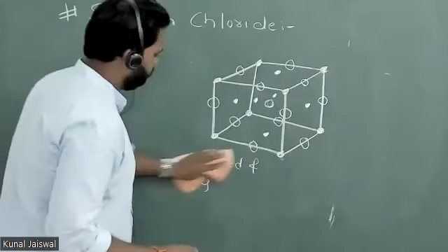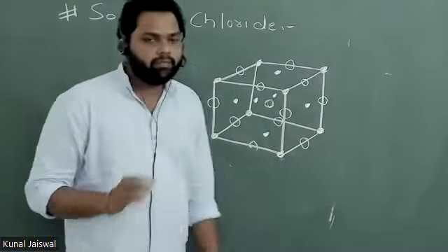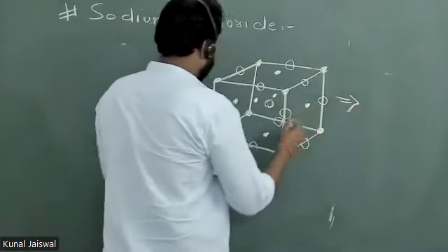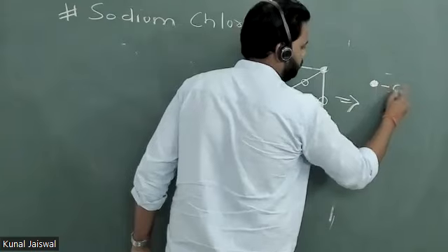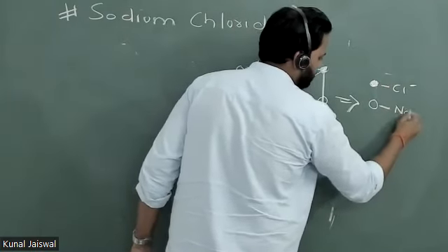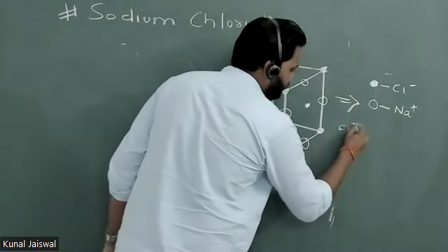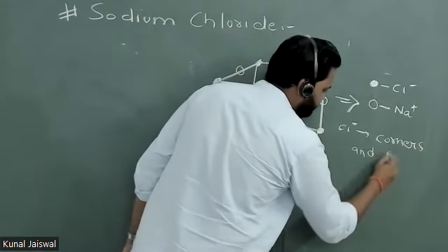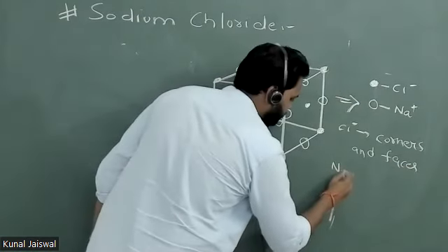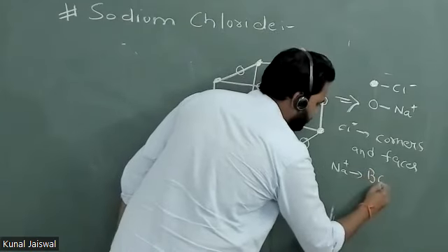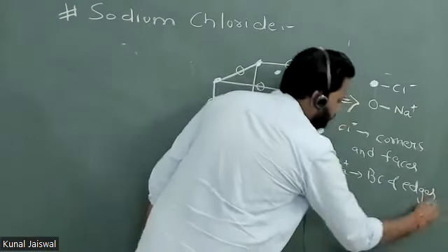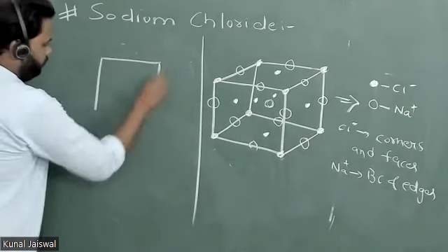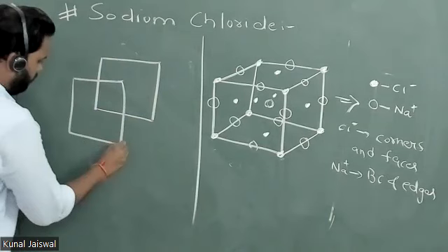Okay, I will draw the diagram here once again, and I recommend you guys please draw both the diagrams so that you never get confused. I am mentioning here the solid dot as chlorine, that is Cl minus, and the empty void as Na plus. Okay, that is Cl minus at corners and faces, and Na plus at the body center and edges. Okay, and simultaneously I am drawing another diagram here, another cube, just draw with me so that you guys do not get confused.